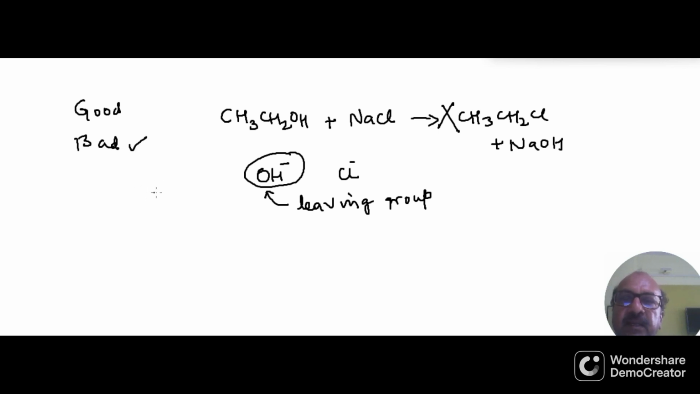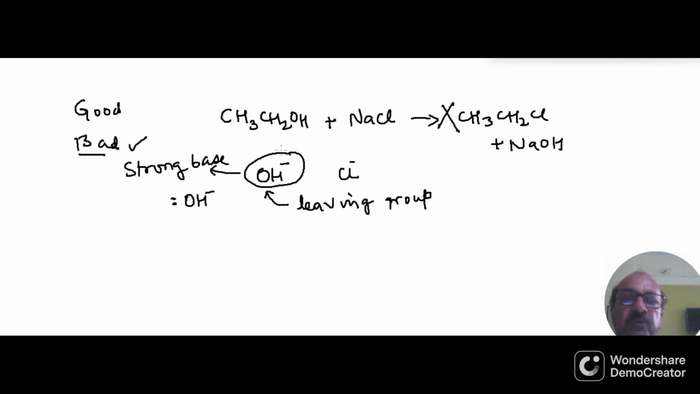Now, what is the reason? The reason is that OH minus is a strong base, and strong bases are bad leaving groups. What is the reason? The reason is that a strong base has a strong tendency to share its pair of electrons. Having a strong tendency, it would not like to leave and therefore it would be a bad leaving group. So you cannot make OH to be replaced by Cl because it won't go as a leaving group.